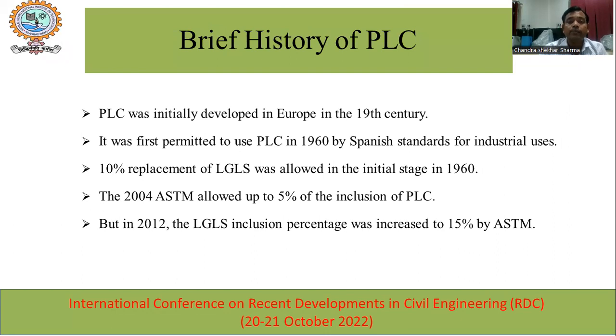The story of PLC. PLC was initially developed in Europe in the 19th century. Its industrial use was first permitted by the Spanish standard in 1960, and 10% replacement with LGLS was allowed in the initial stage. In 2004, ASTM allowed up to 5% inclusion of limestone in PLC, but in 2012 the inclusion percentage was increased to 15% by ASTM.